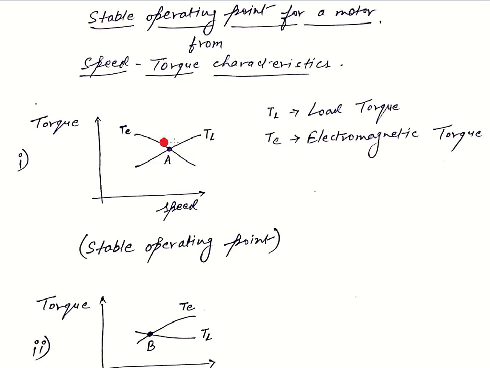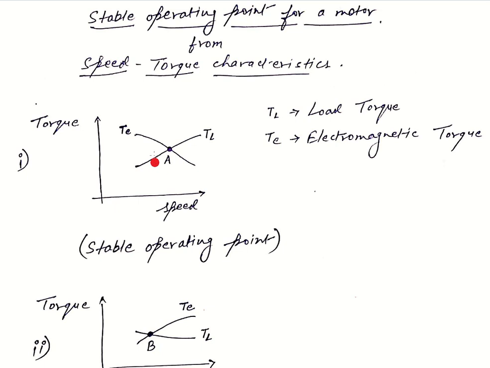And here, for any motor and load system, we have to consider two graphs. One is shown here with TE and one is shown here with TL. So TE is the output torque produced by the motor. We actually call it electromagnetic torque or output torque. And TL is the load torque, which is the torque requirement of a load.